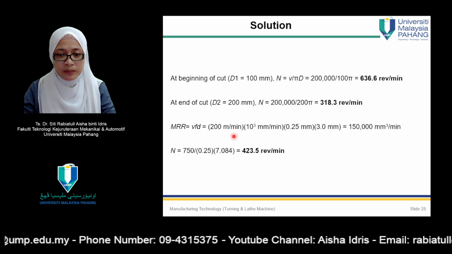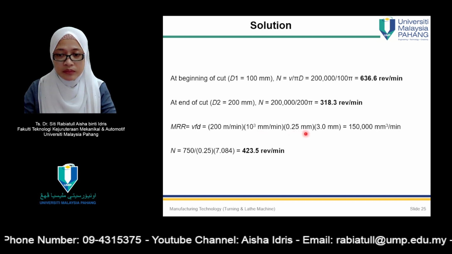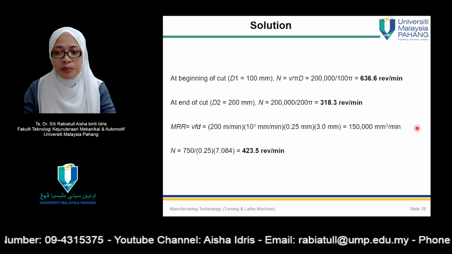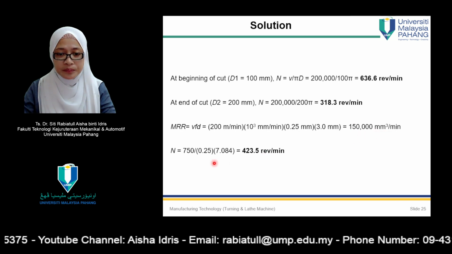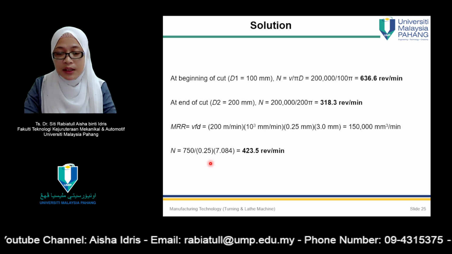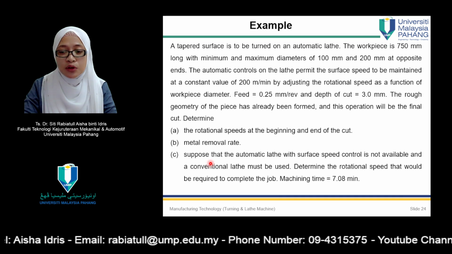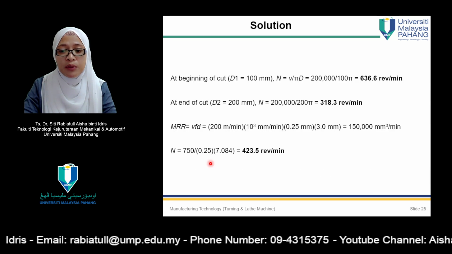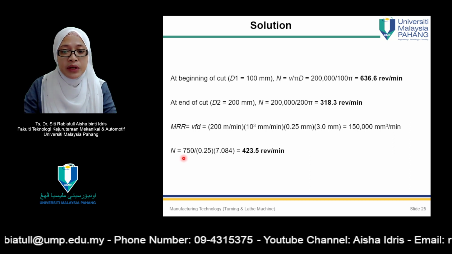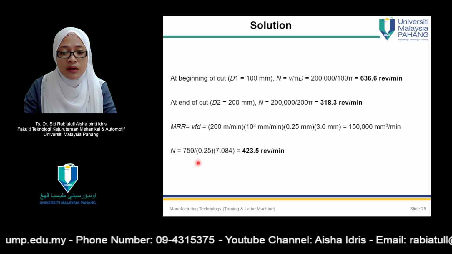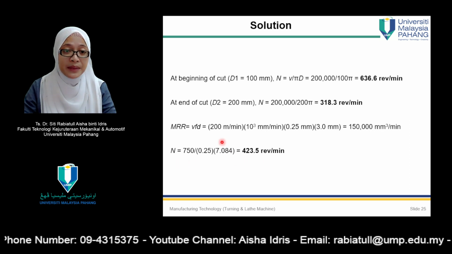Secondly, the question asks you to find the metal removal rate using the same formula. This one is for the speed, this one is for feed, and this one is depth of cut. So you'll be able to get the value of 150,000 mm cubed per minute. And last but not least, the question asks you to find the speed that will be required to complete the job if the machining time equals 7.08. So you just use the same formula and rearrange it. So you should be able to get n equals 423.5 revolution per minute.